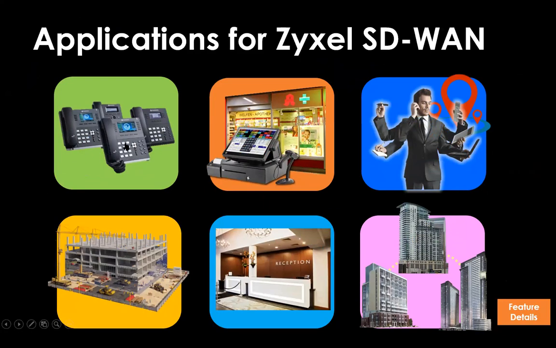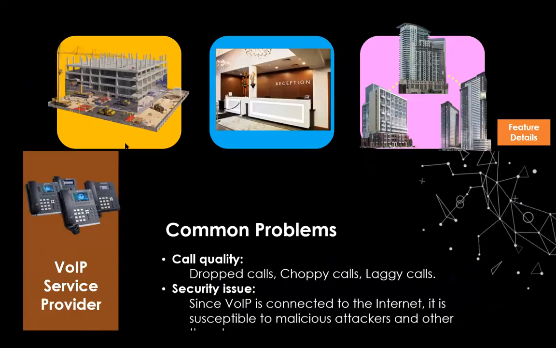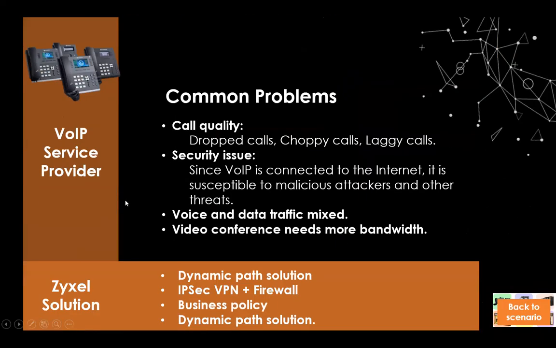So let's take a look at the voice over IP applications. Let's see how this works. If you want to be a voice over IP service provider, your typical issues are dropped calls, choppy calls, laggy calls, or the quality is not that great. And of course, voice over IP is connected to the internet, so there are some security issues there that could provide potential threats. The voice and the data typically are mixed, right? And so there's no way for you, unless you do some special things, to optimize and prioritize it.